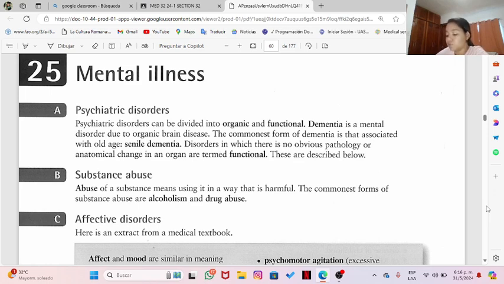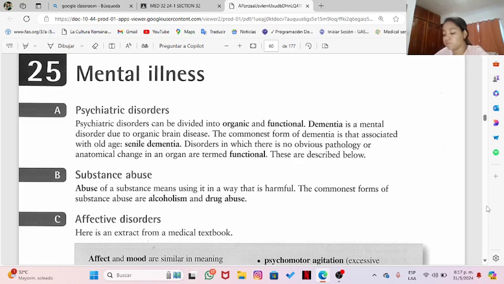Substance abuse. Abuse of a substance means using it in a way that is harmful. The commonest forms of substance abuse are alcoholism and drug abuse.